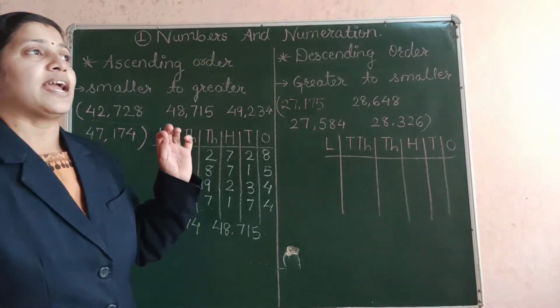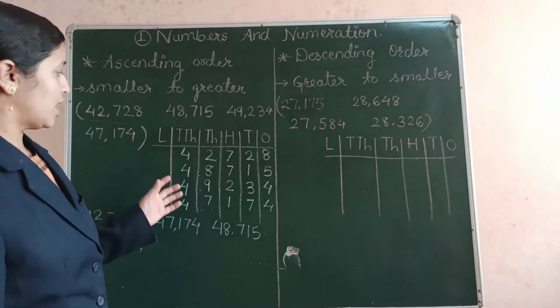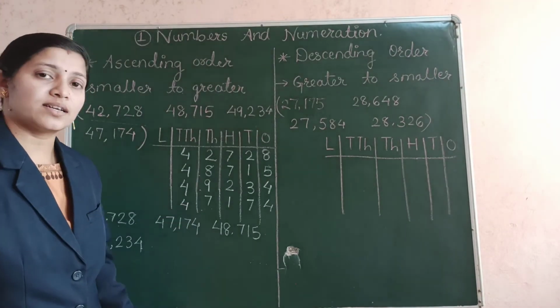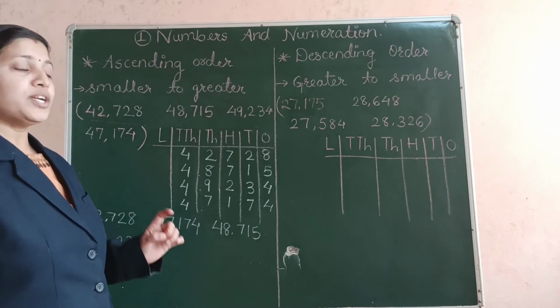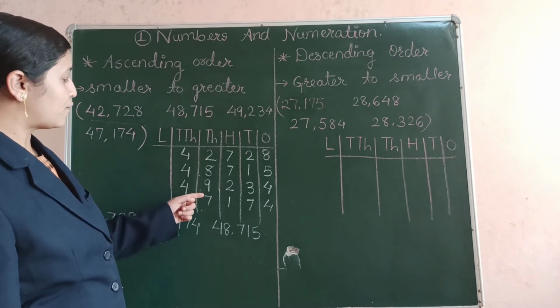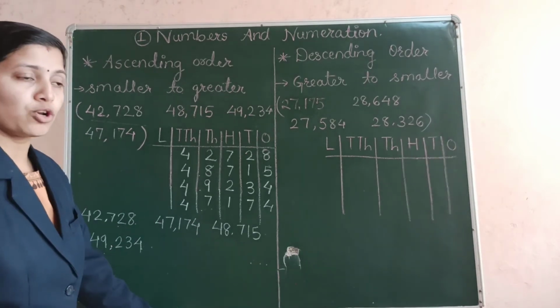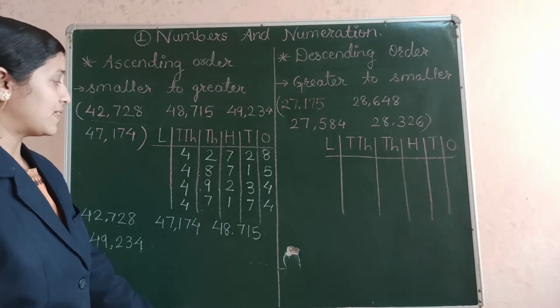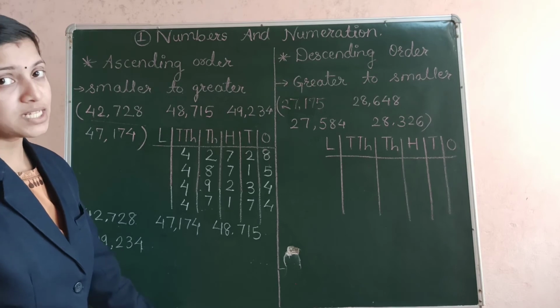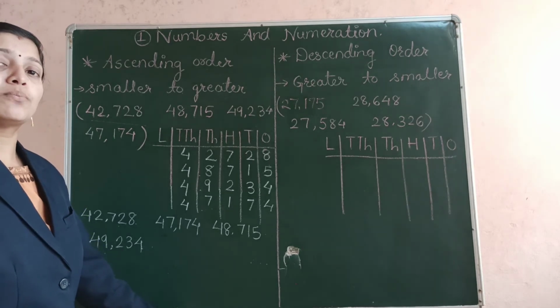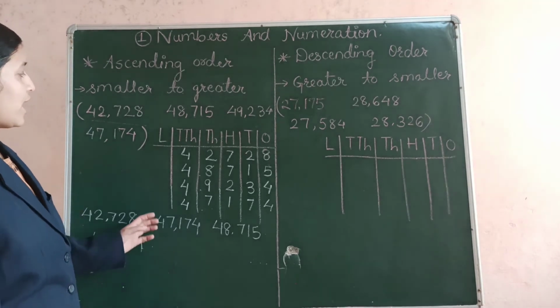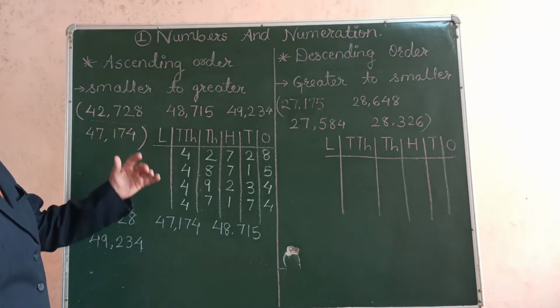So in any place value, if the digits are same, we can't compare them. The place value in which the digits are different from each other, we can compare between them. We can find out the smallest or the greatest, and by this way we can find out which number is greater as well as which number is smaller. Okay, I hope you have understood this ascending order.